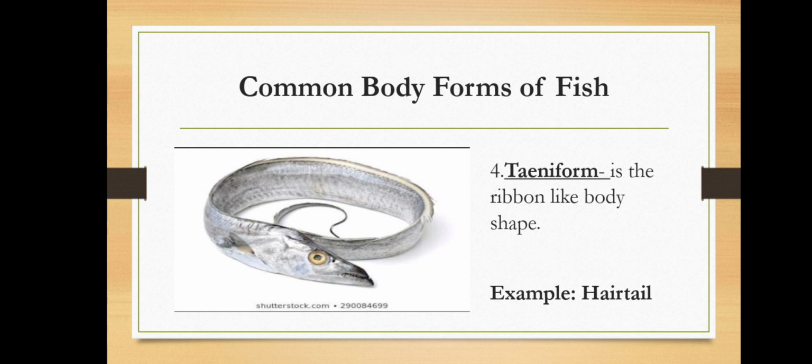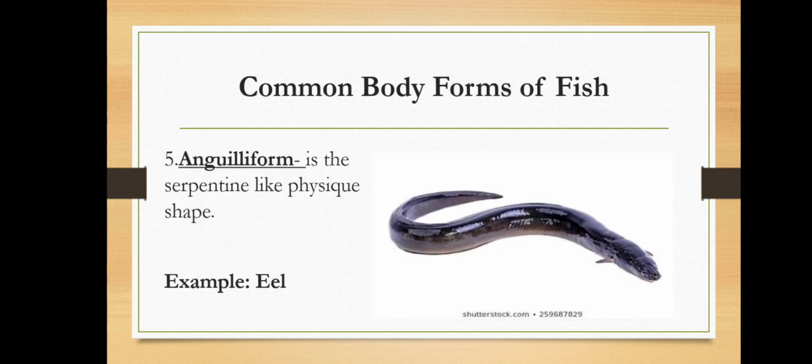Next is taeniform. It is used to describe a ribbon-like body shape in fish. An example of a fish exhibiting taeniform body shape is the hairtail, which features a long and slender body resembling a ribbon. This adaptation allows for streamlined movement through the water. Next is anguilliform.